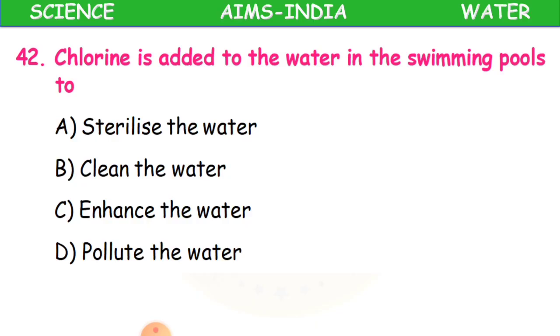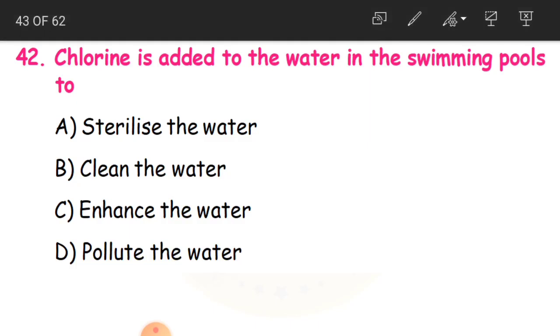Chlorine is added to the water in swimming pools too. So we have learned about chlorine, a chemical. No, what is that? It is going to purify the water. It is going to kill the germs in the water. So here we also add chlorine to the water in the swimming pools. Why do we add this? Whether to sterilize the water, or to clean the water, or enhance the water, or pollute the water. So option A is the correct answer, that is sterilize the water.